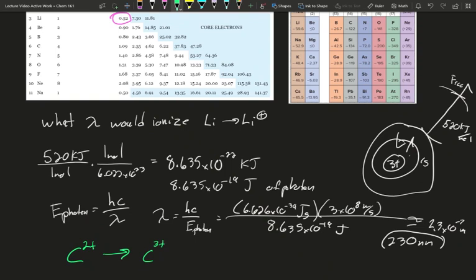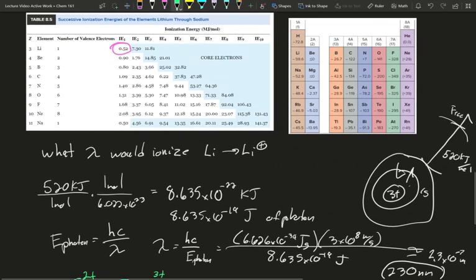What would be the wavelength of light needed to knock this electron off? Go ahead and pause, give that a try. Well, if you're back, we are doing the third ionization. We've already lost 2, and we're trying to lose the third. So first, second, we are trying to lose that third electron.